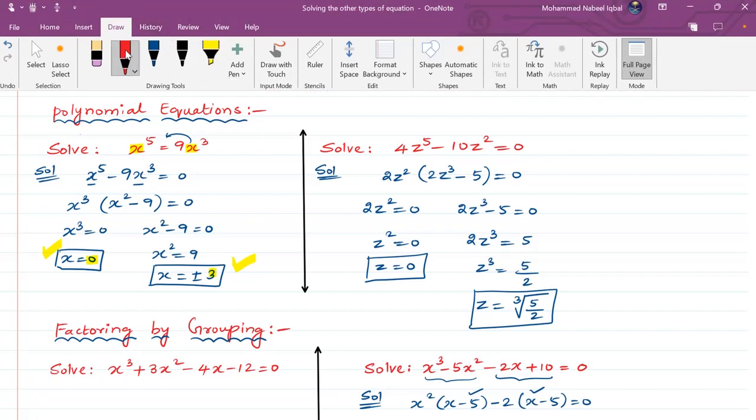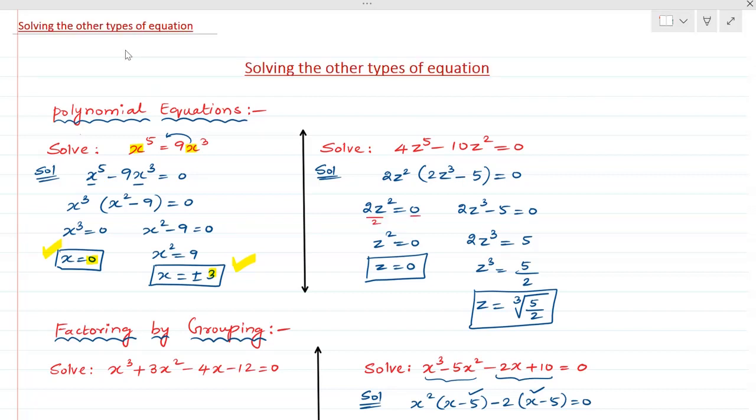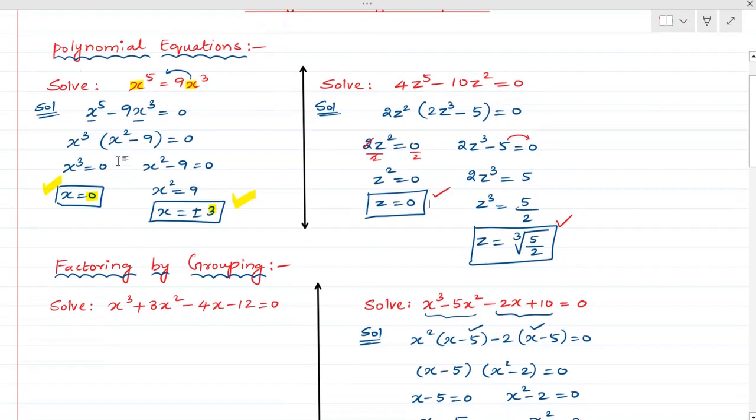If you divide both sides by 2, the 2 cancels, and z power 2 equals 0. Now here I am moving the 5 over, therefore it is divided by 2 on both sides, and taking the cube root on both sides, you will get the cube root of 5 over 2. So this is the solution for the given equation. So this is the polynomial type of equation.